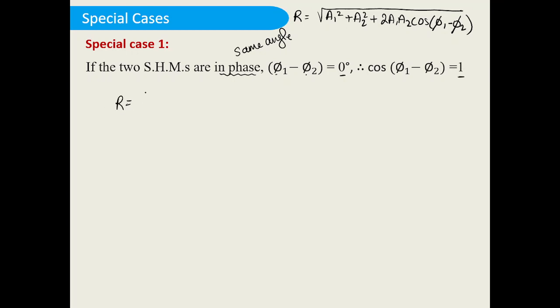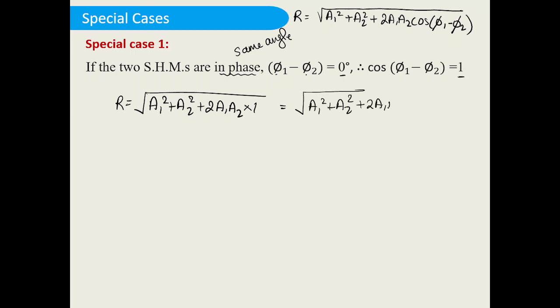R is equal to under root of a1 square plus a2 square plus 2 a1 a2 into cos 0, which is 1. So this equals under root of a1 square plus a2 square plus 2 a1 a2. This is the formula of a square plus b square plus 2ab, so I can say this is equal to under root of (a plus b) the whole square. The square and root will get cancelled. The value of r will be equal to a1 plus a2.